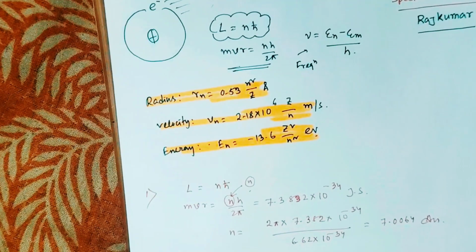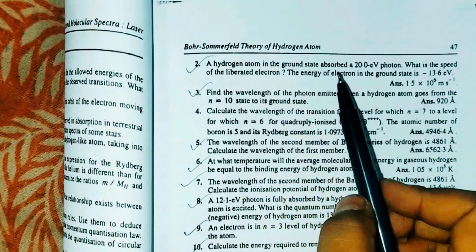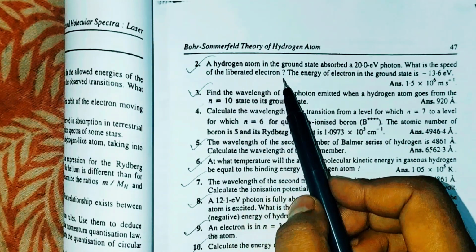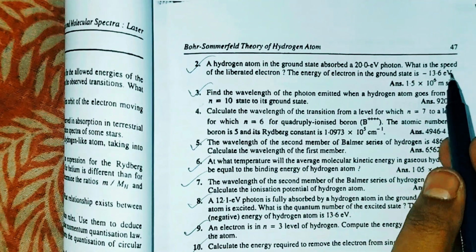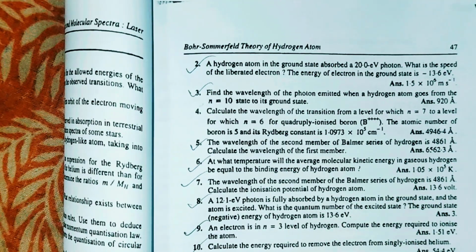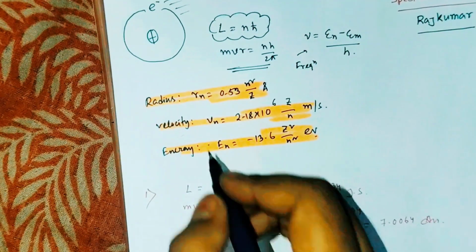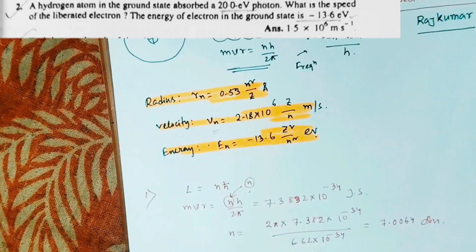After that I am going to the second problem. A hydrogen atom in the ground state absorbed a 20 electron volt photon. What is the speed of the liberated electron? The energy of the electron in the ground state is given as minus 13.6. So you need to find the speed of the liberated electron. I have also told you the formula Vn equal to 2.18 into 10 to the power 6 Z by n, so just use this formula.